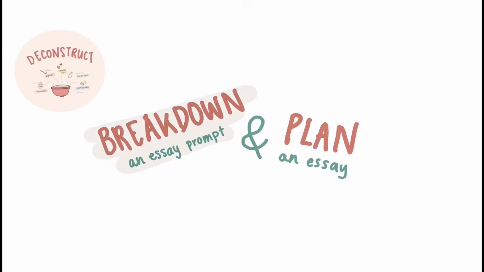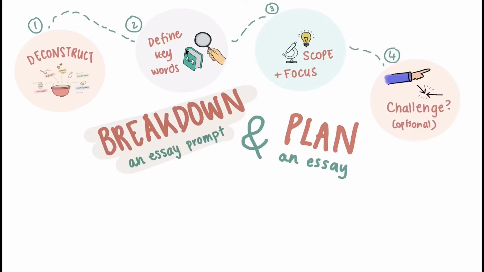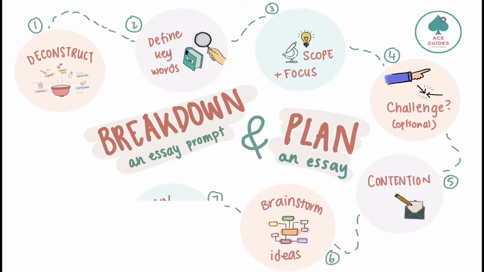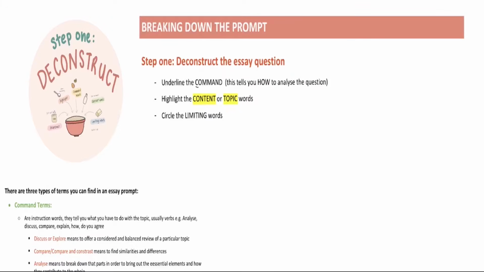Today, we will be going through 8 steps on how to break down a prompt and plan an essay. Step 1. Deconstruct. First, you need to deconstruct the prompt by highlighting the important key concepts, the command, the content words, and the limiting words.